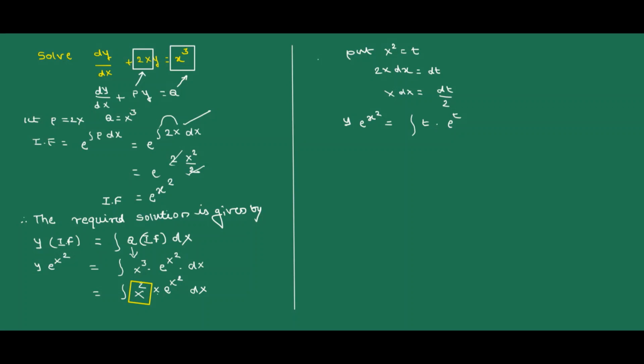Then what are the remaining terms? This x into dx, and x into dx is equal to dt divided by 2. So here I will write 1 by 2 outside. The remaining term is integration of t into e raised to t into dt, which is equal to 1 by 2 into bracket, e raised to t into dt.